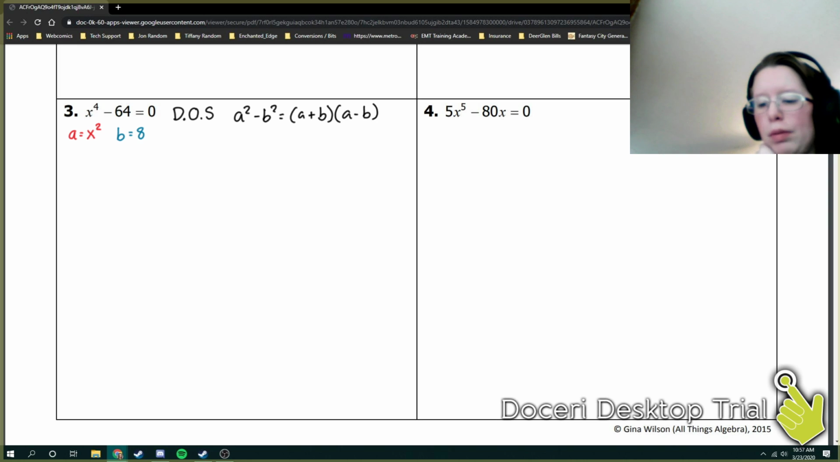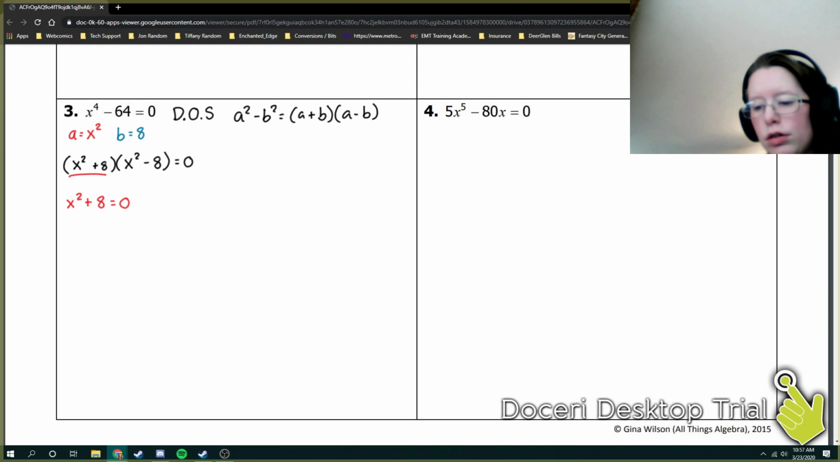So I'm going to replace the things. X squared plus 8, x squared minus 8 equal to 0. Now that we got it factored, we're going to set each factor equal to 0 and solve for x. That's our first one here. X squared plus 8 equals 0.